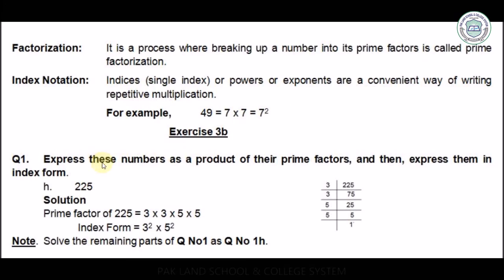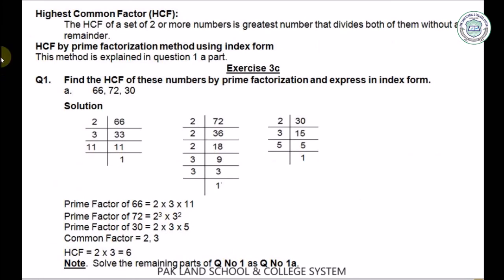Exercise 3b. Express these numbers as a product of their prime factors and then express them in index form. Part H is 225. The prime factors of 225 are 3 squared multiplied by 5 squared. So this is the index form, and these are the prime factors. So solve the remaining parts of this exercise.